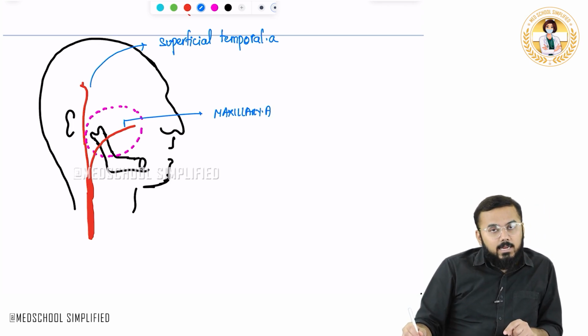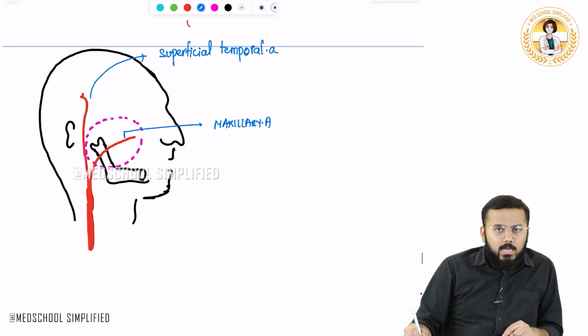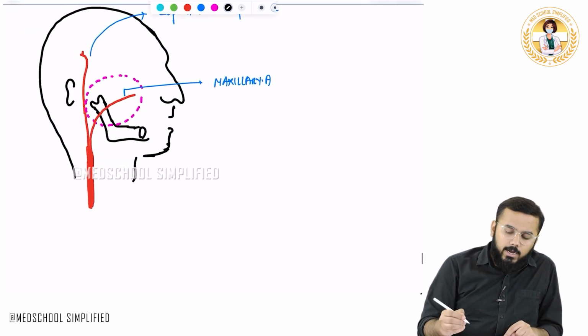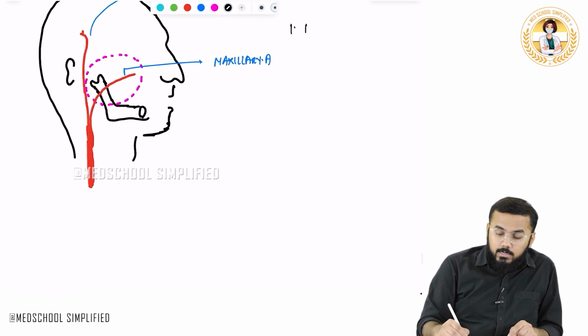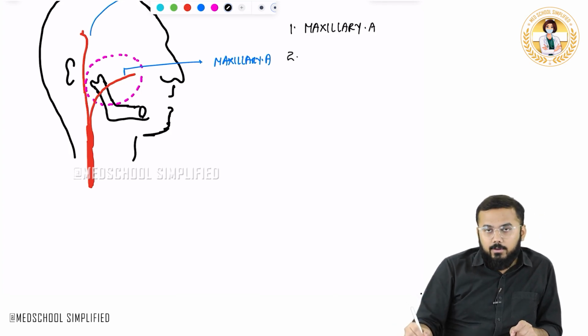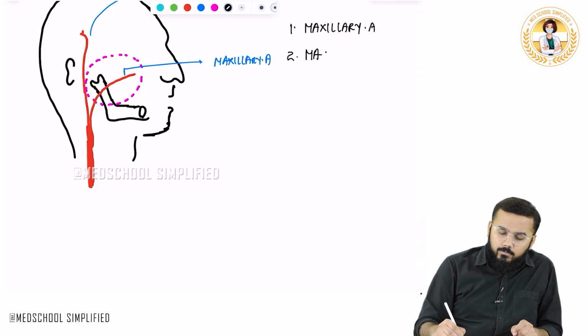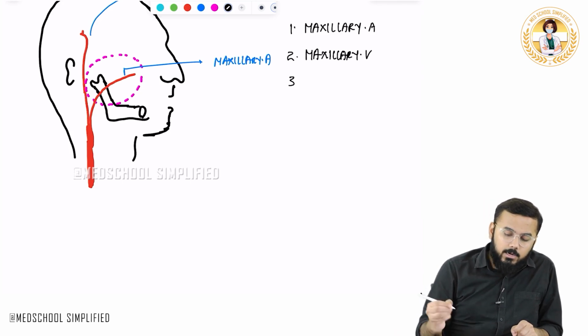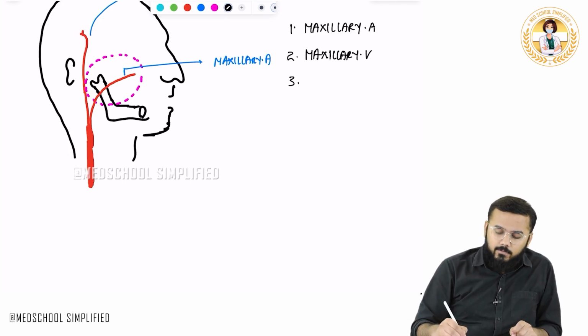So can I tell that the maxillary artery is right now in the infratemporal fossa? Yes. So what are the arteries associated with the infratemporal fossa? Can I write it down in the list that the first artery is your maxillary artery. After the artery, next we should also discuss the veins. So maxillary vein. Not only maxillary vein, the third important thing you see is middle meningeal vein also.